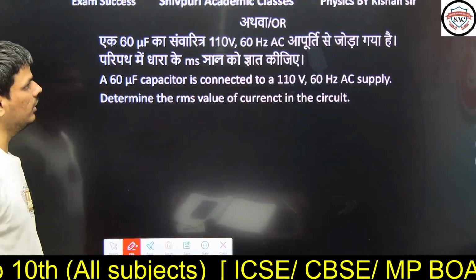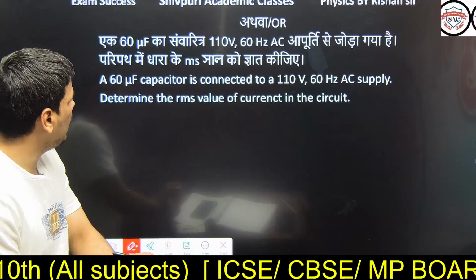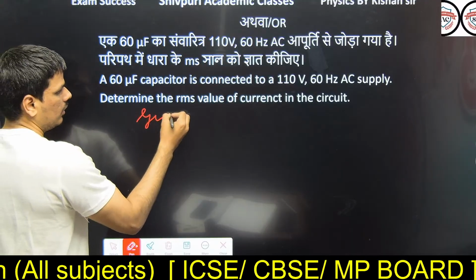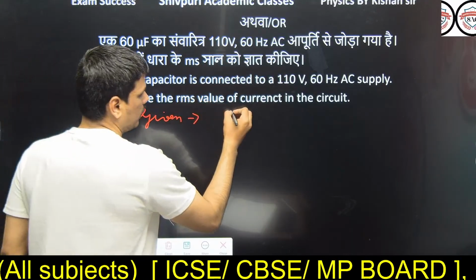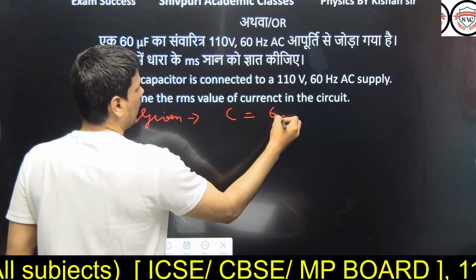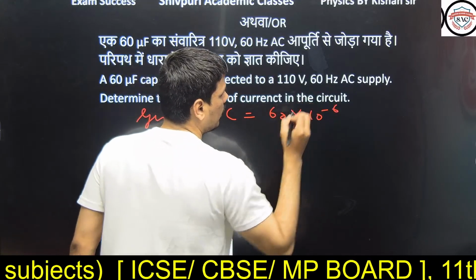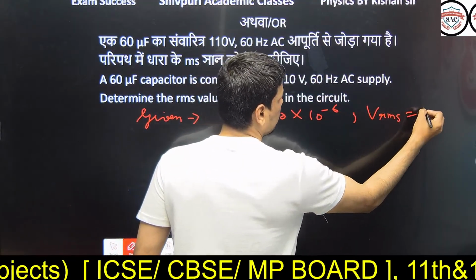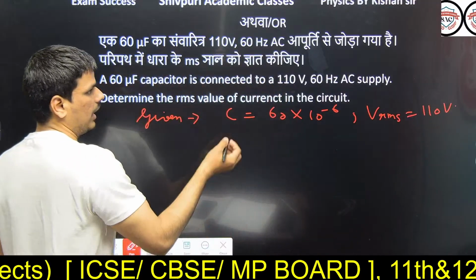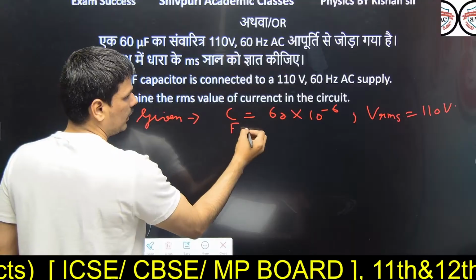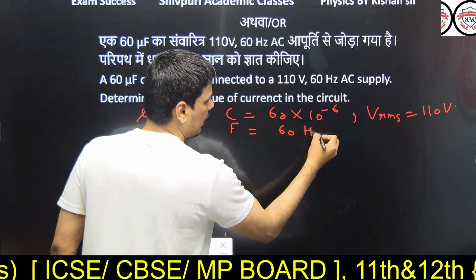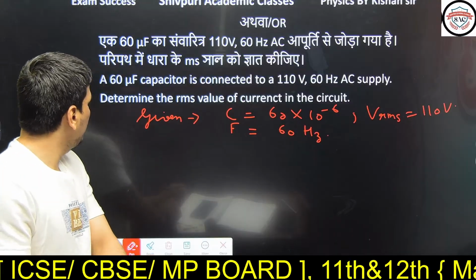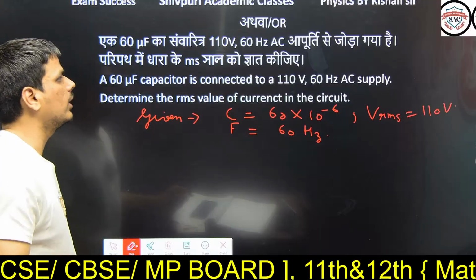Okay, now the question is again a numerical: a 60 microfarad capacitor is connected to a voltage supply. Let us take the given. The capacitor is 60 microfarad, 60 into 10 raised to power minus 6, connected to a voltage supply, meaning V RMS equals 110 volt, and the AC frequency is 60 hertz. What do we need to calculate? We need to determine the RMS value of current in the circuit.